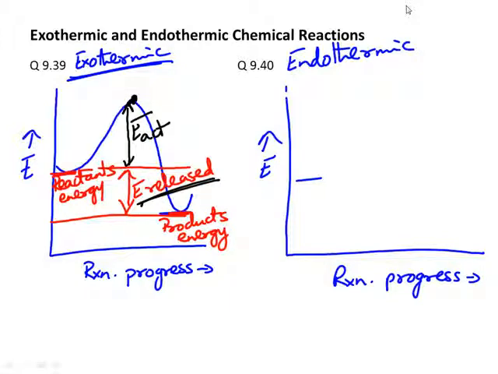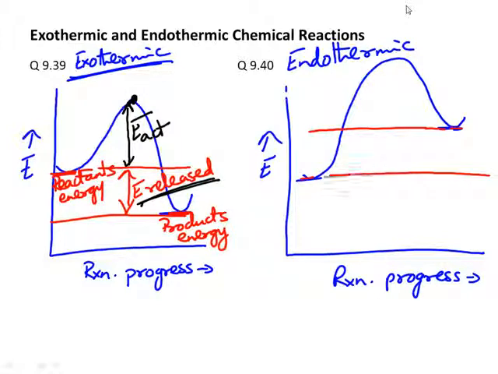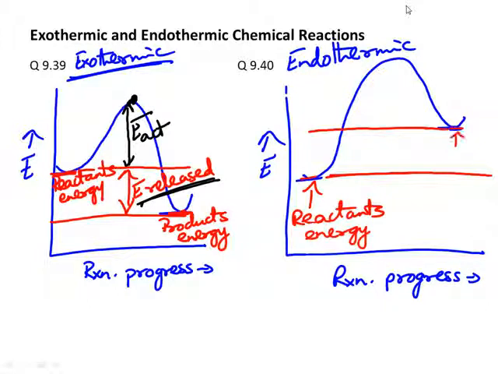Now, in endothermic reactions, there's a net consumption of energy. In other words, the energy of the products will always be higher than the energy of the reactants. As before, there will always be an energy bump. I'm not a very good drawer, as you've probably figured out by now, but I'm trying my best. So here is the energy of the reactants, and this is the energy of the products.